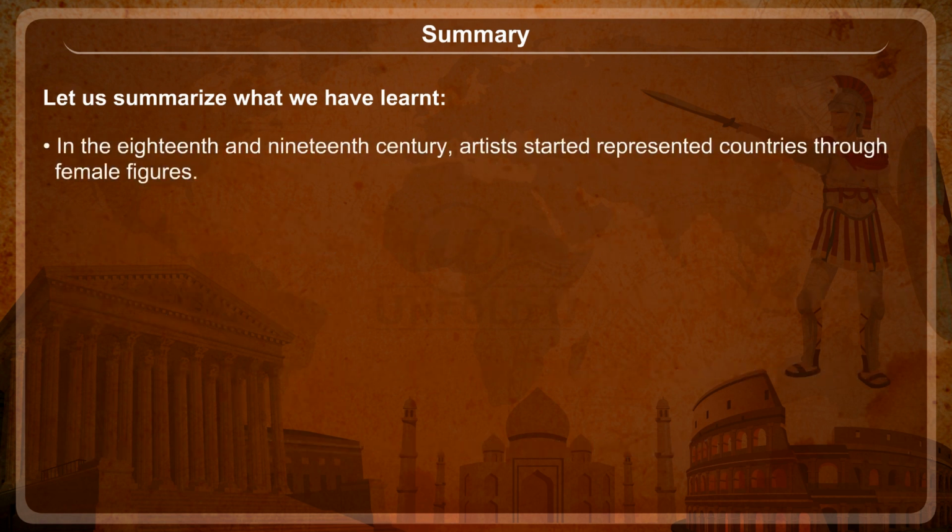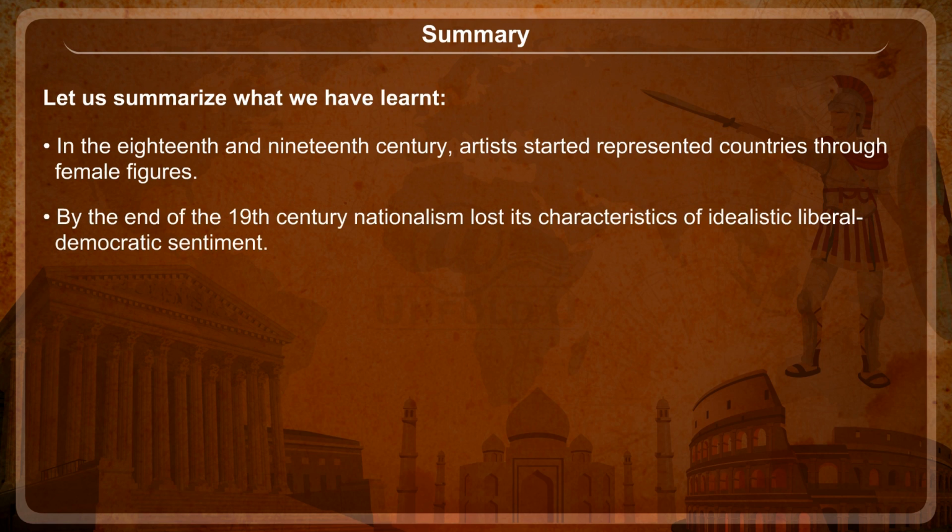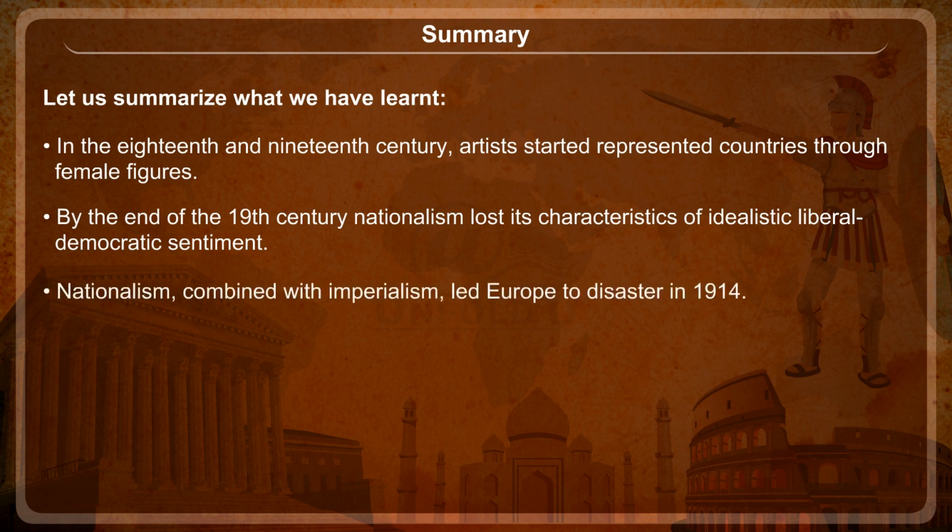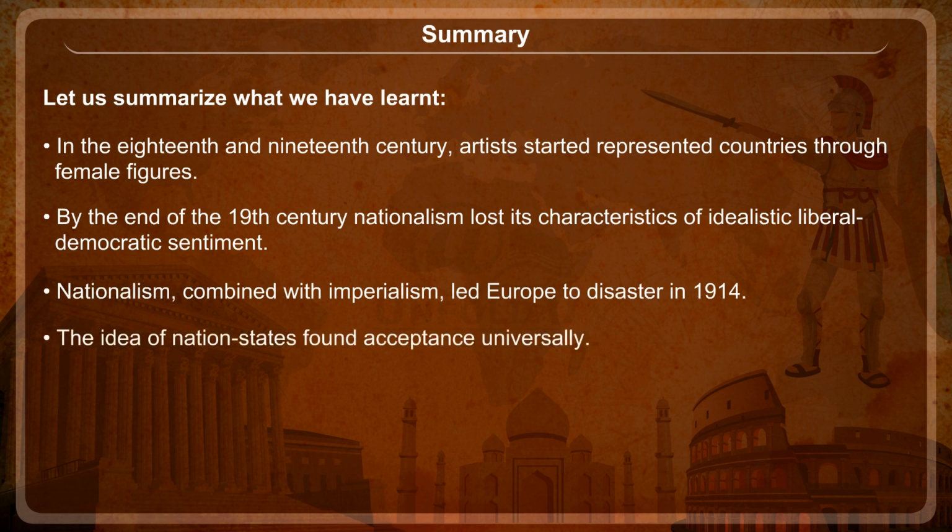In the 18th and 19th century, artists started representing countries through female figures. By the end of the 19th century, nationalism lost its characteristics of idealistic liberal democratic sentiment. Nationalism combined with imperialism led Europe to disaster in 1914. The idea of nation-states found acceptance universally.